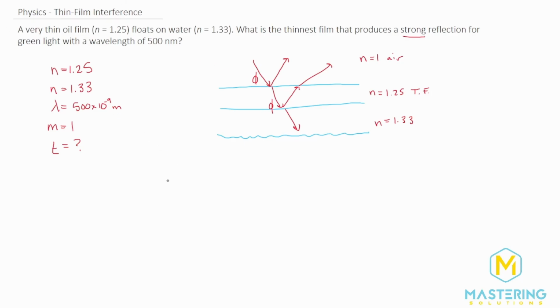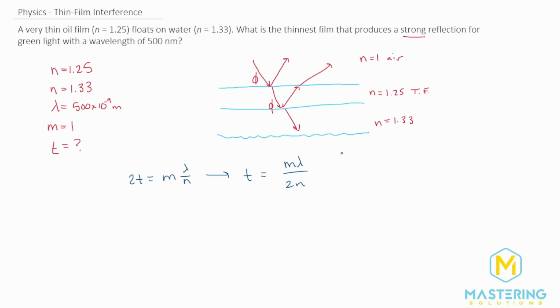So we're told in the book that the equation that we'll be using for that situation is 2t is equal to m times lambda over n. Now to solve for t to isolate it, we can divide both sides of the equation by 2. So we'll have t is equal to m lambda over 2n. And now we have all of our information, so we just have to plug everything in.